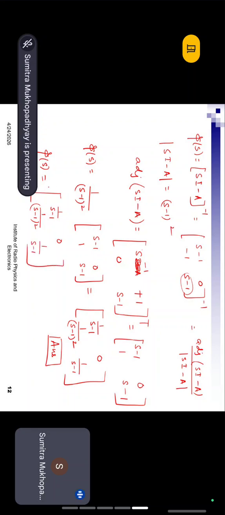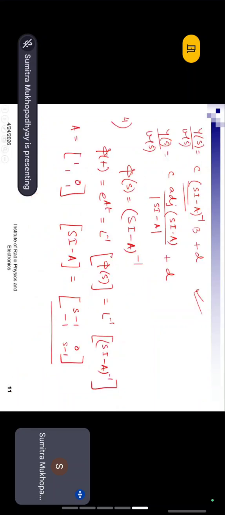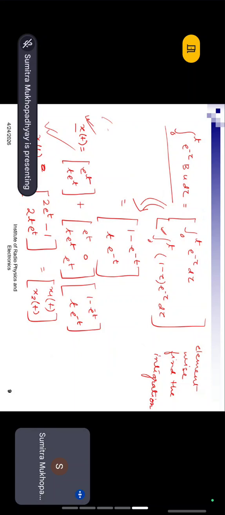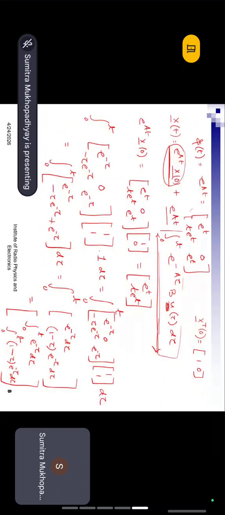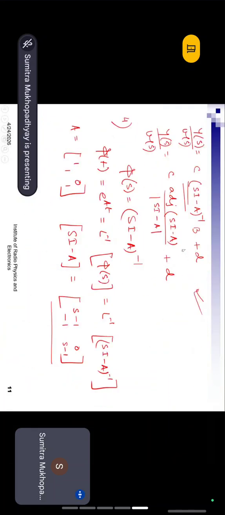Now if you take the Laplace inverse, you will get phi(t). Take the Laplace inverse. 1 by S minus 1 means it is e to the power t. Then 0. This one is t e to the power t, you all know. And this one is e to the power t. This is nothing but your phi(t), the same thing as written earlier: e to the power t, 0, t e to the power t, e to the power t.